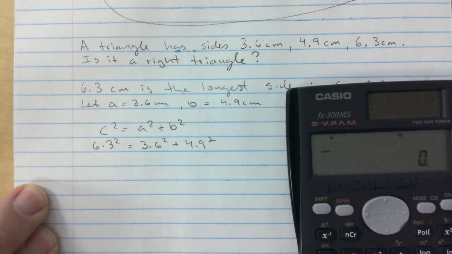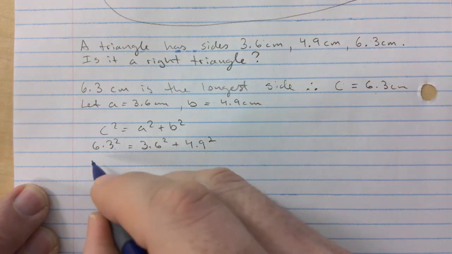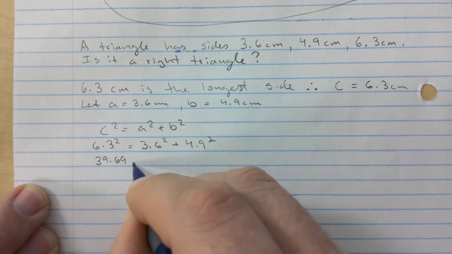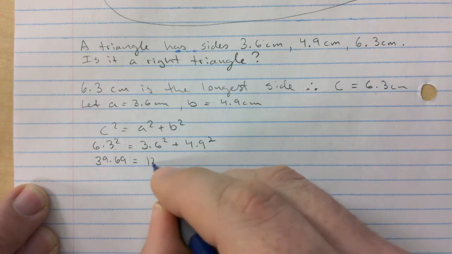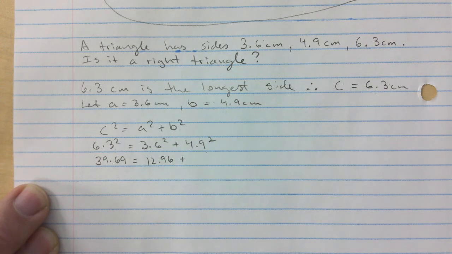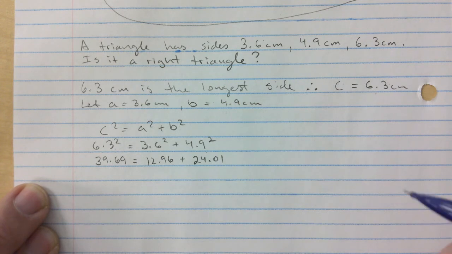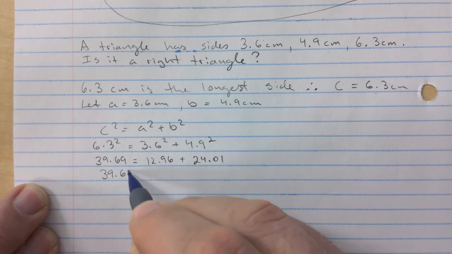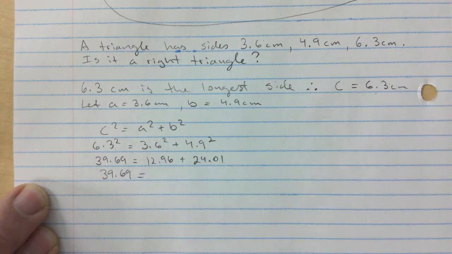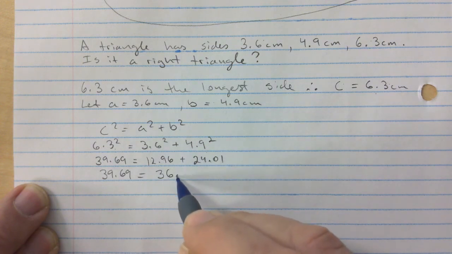Okay? So 6.3 squared, I'm going to square that. That gives me 39.69. So write down the whole thing. 3.6 squared, 12.96. 4.9 squared, 24.01. Next step is to add these up. So copy down the 39.69, and then we add up these two numbers, and you get 36.97.